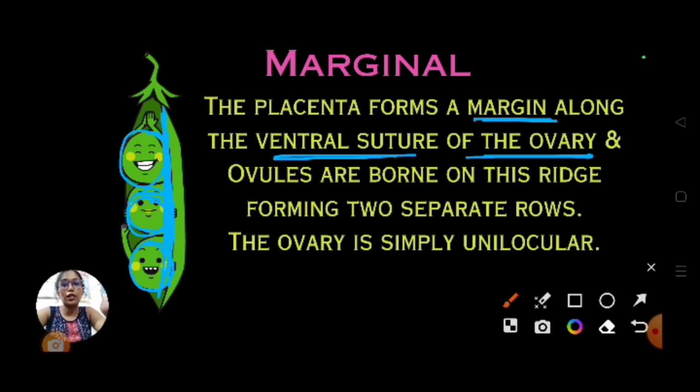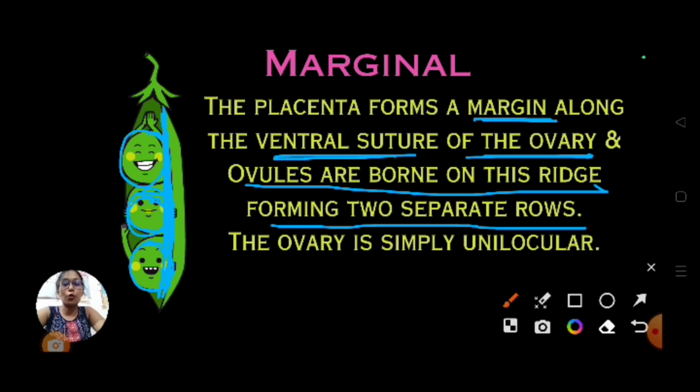This portion is the ventral suture of the ovary, and ovules are borne on the ridge forming two separate rows. So ovules are attached to the ridge and forming two separate rows. There are two separate rows within one particular pea. The ovary is simply unilocular, so only one locule is present. Okay, let's see one diagram, then it will be more clear.